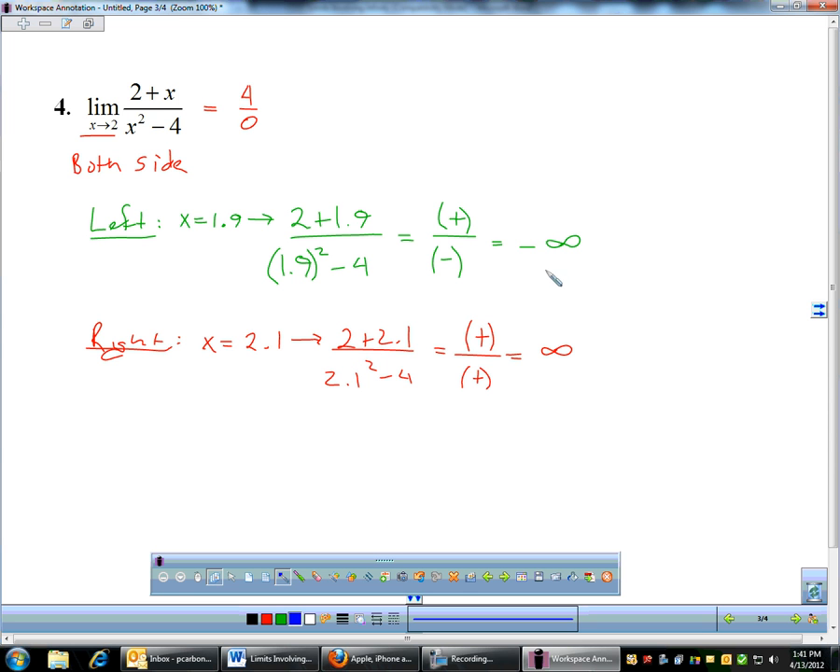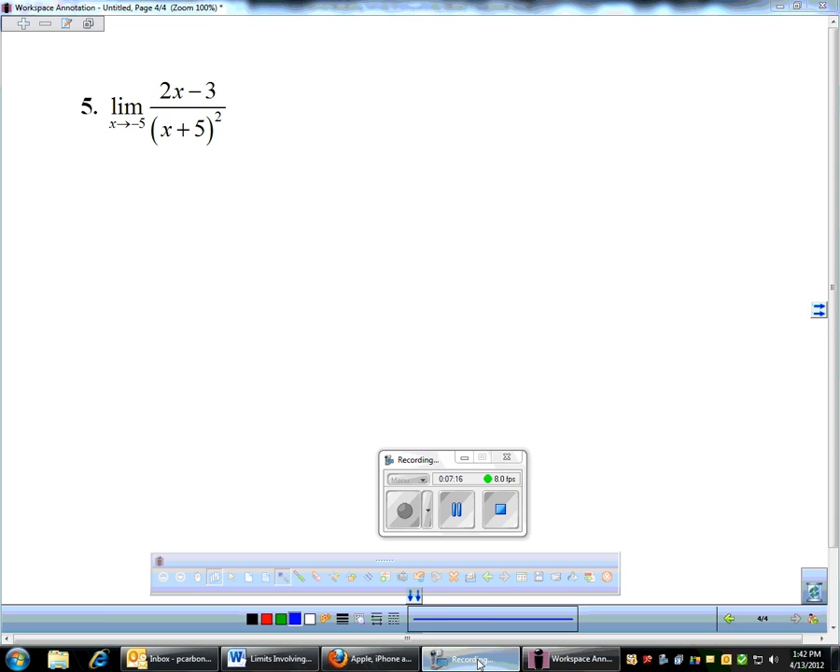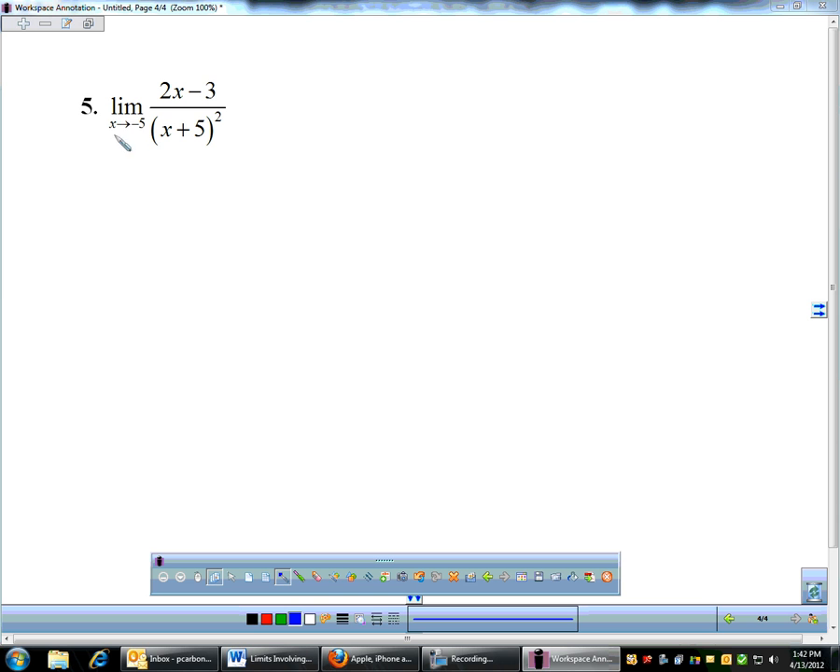And now I'm looking at the left and the right, and I see that they are different. If they're different, that means the overall limit does not exist. So there's your answer for number 4, does not exist. Last one I want to do, where are we on time? 7 minutes, not too bad. The last one I want to do is this one.